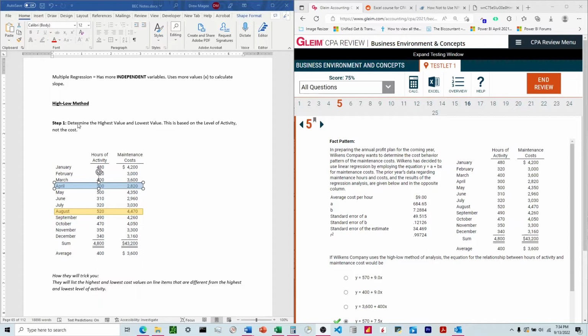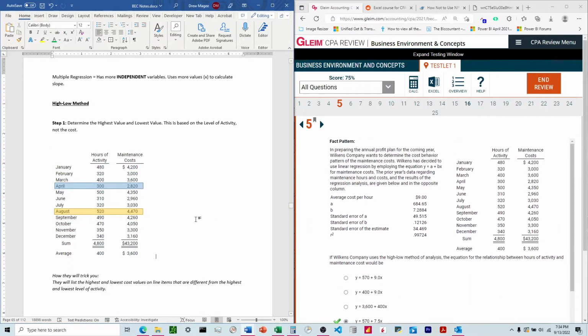If we come over here, what we're going to first do is determine the highest value and the lowest value based on the hours of activity. We're not using the cost. That's where they're going to try to trick you at first. They're going to possibly put the lowest cost value on this line here, the highest one on this line here, and hope that you choose based on the cost column rather than the activity column. But we know that we're going to be choosing based on the activity level, and so we've identified those here: 300 in April, 520 in August.